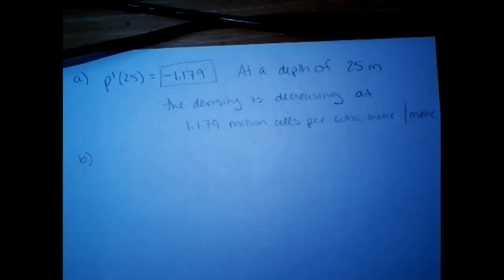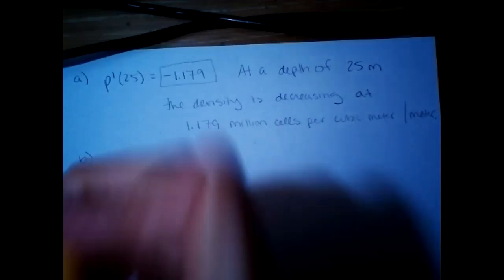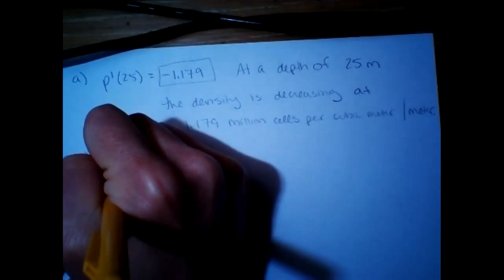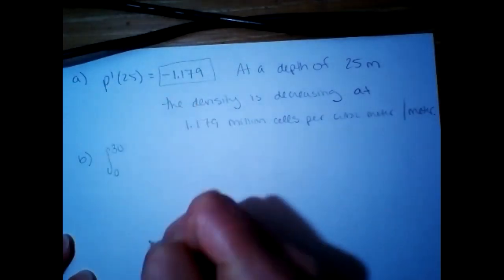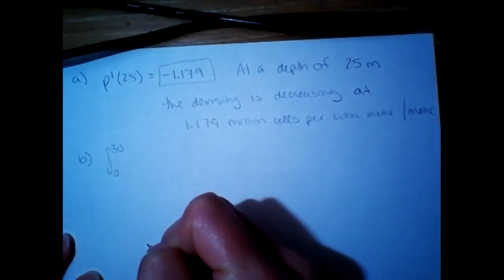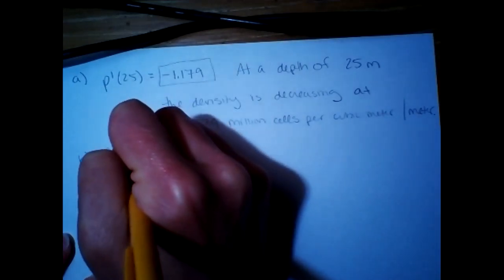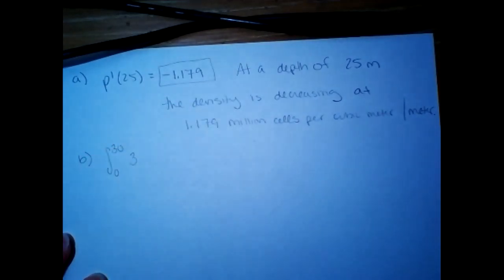All right, letter B. Consider a vertical column of water in this sea. So like you're on a boat and then like you have a column of water going down into the sea. Cross sections are a constant area of 3 square meters. To the nearest million, how many plankton cells are in this column of water between 0 and 30? All right, easy enough because you're just accumulating from 0 to 30. The only thing is you have to multiply by 3 because your cross sections are a constant area of 3 square meters.